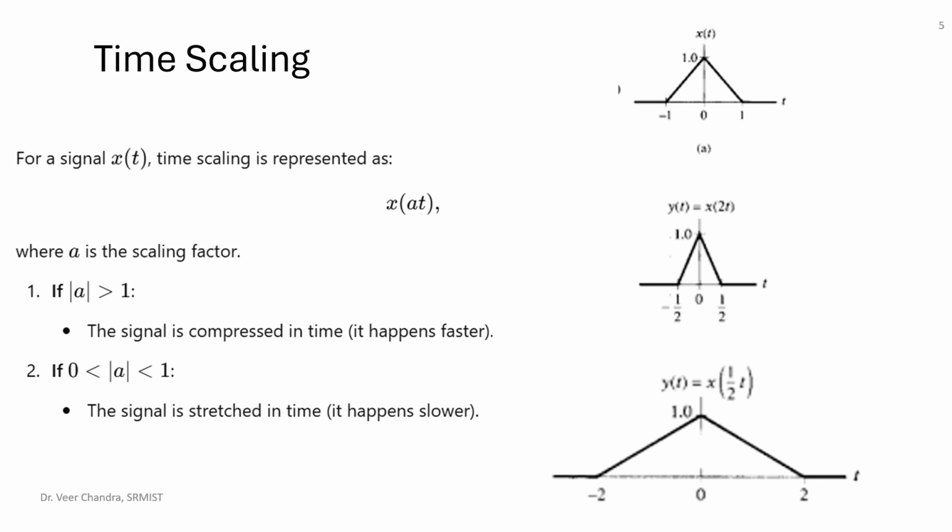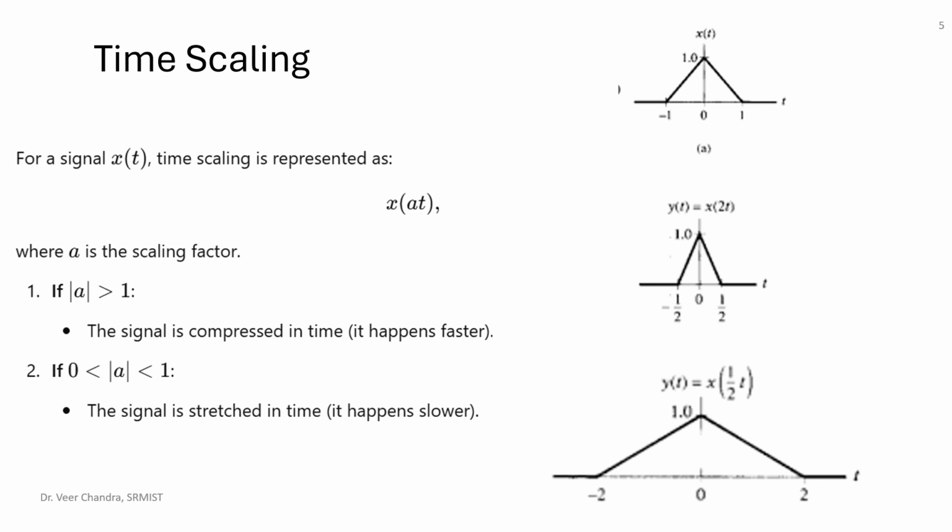Next thing is time scaling. In the first image you can see the original signal, x of t. Now if you want to scale in the time domain, in this example we consider a, where a is the scaling quantity which can be any number. If it is greater than 1, then the signal will be compressed in time. You can see image number 2, which is the scaling. The condition is that a must be greater than 1. So here x of 2t, and 2 is higher than 1.